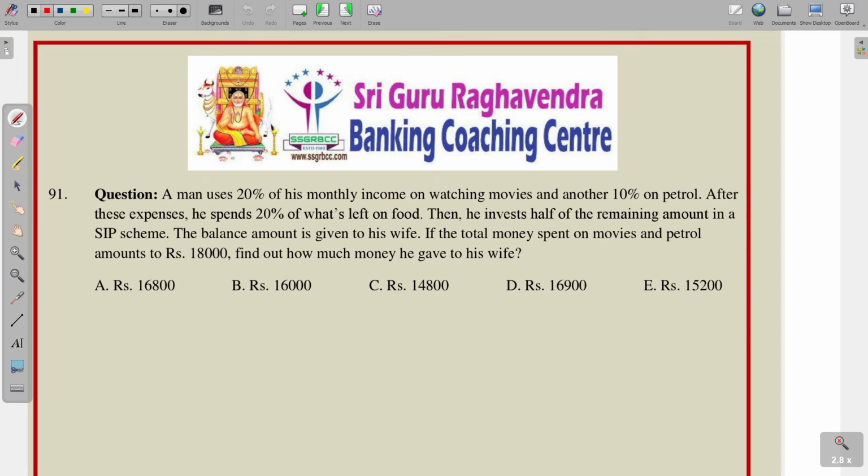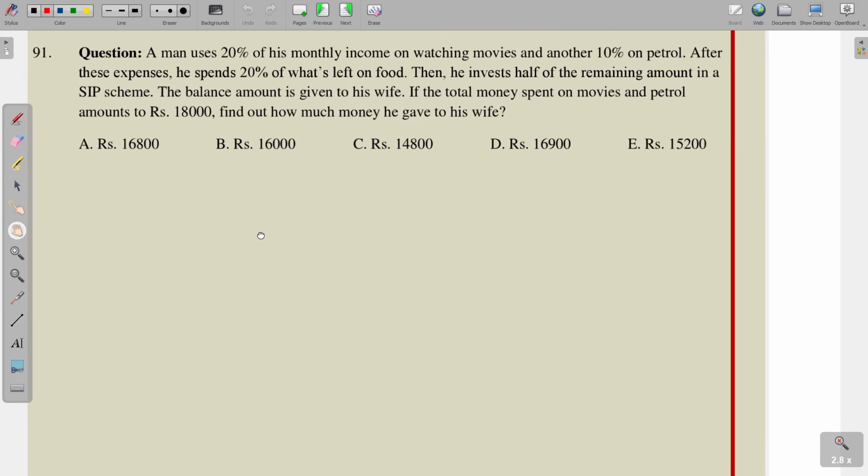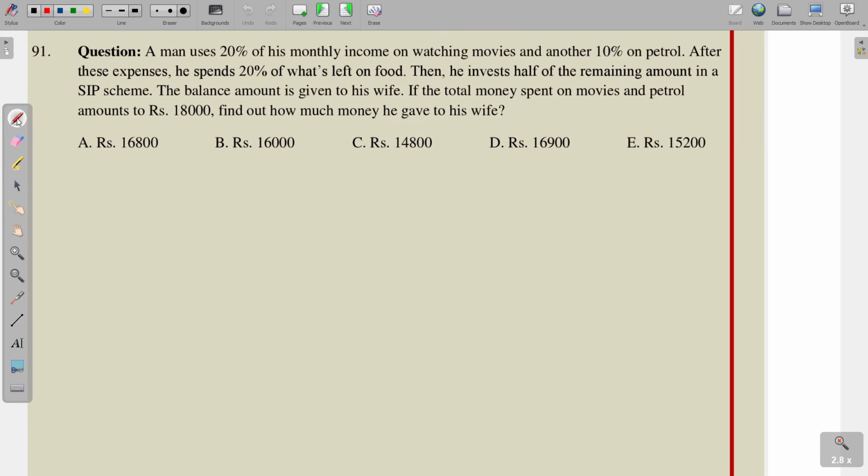Okay, question 91. A man uses 20% of his monthly income on watching movies, and another 10% on petrol. After these expenses, he spent 20% of what's left on food. What is left? After completion of 20 and 10, 30 is completed, so 70 is left. In this 70, 20% means 14% on food, and he invests half of the remaining.